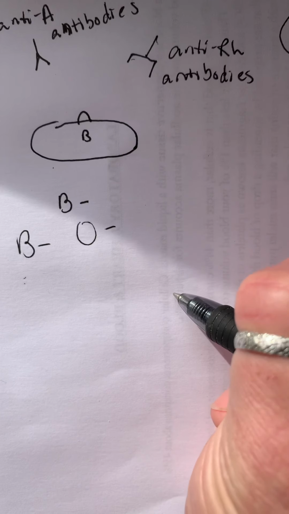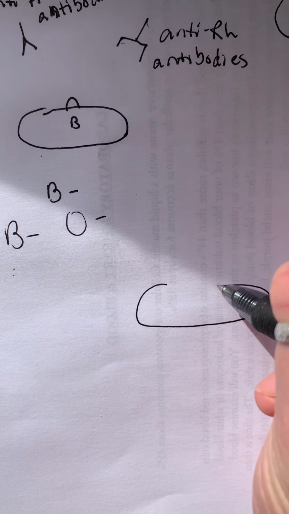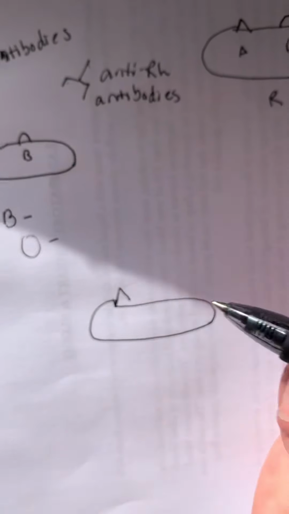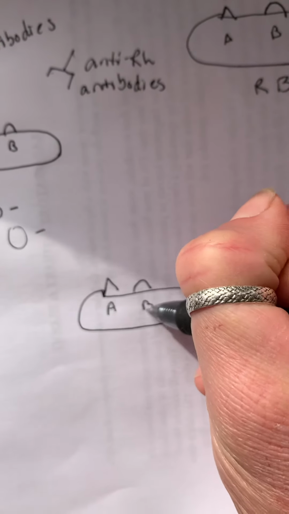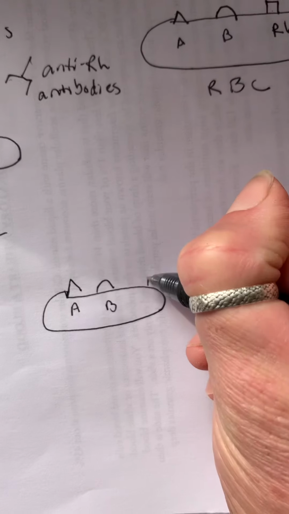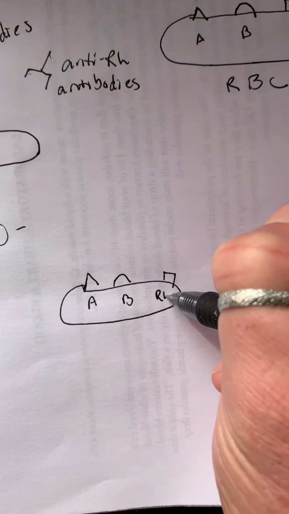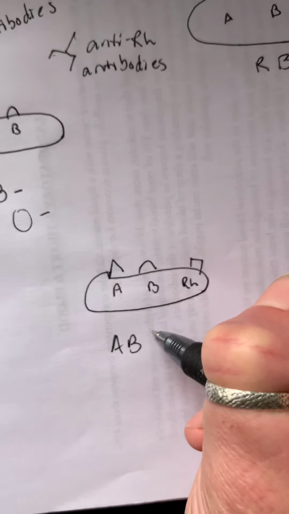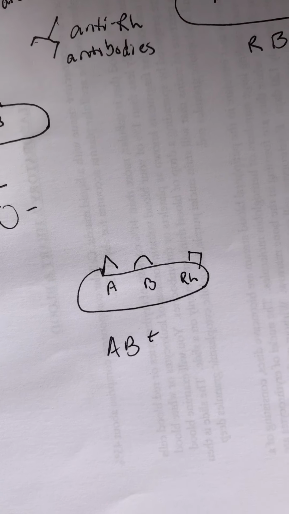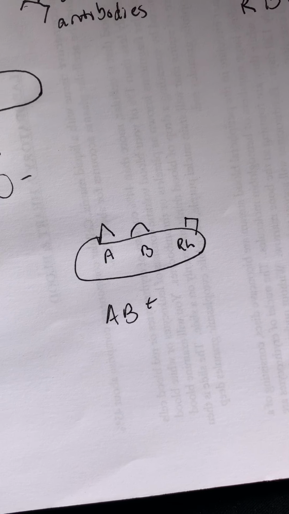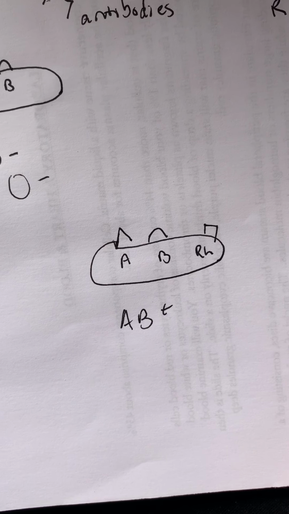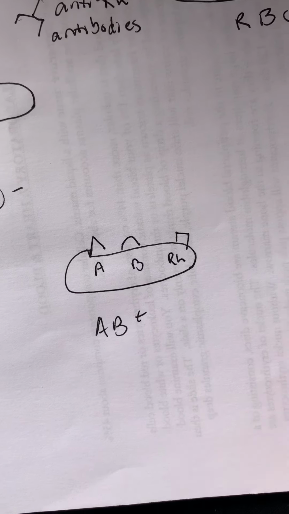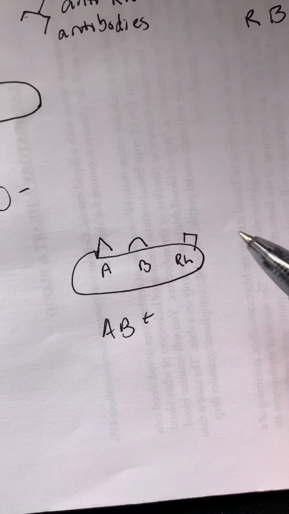Right? Now if we do a different one, let's do this one, and we'll give this person an A antigen, a B antigen, and the RH antigen. So this is our AB positive person. Now, if you had to say which antibodies they produce, they're not going to produce any against these antigens because they're all considered self-antigens. So they wouldn't be making any antibodies against those.